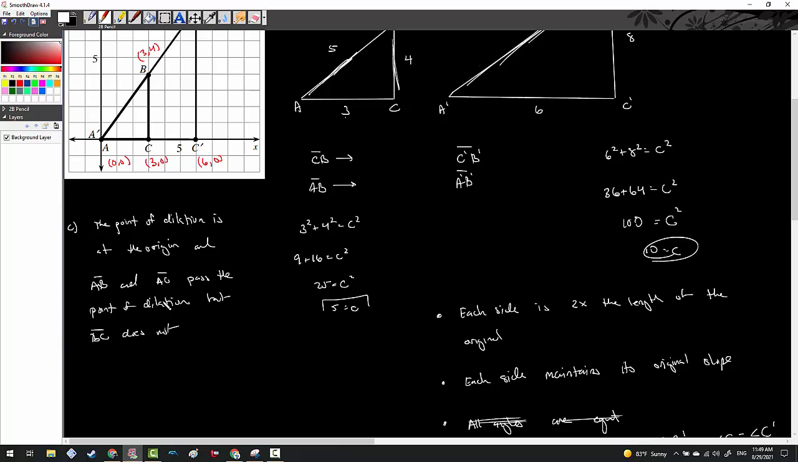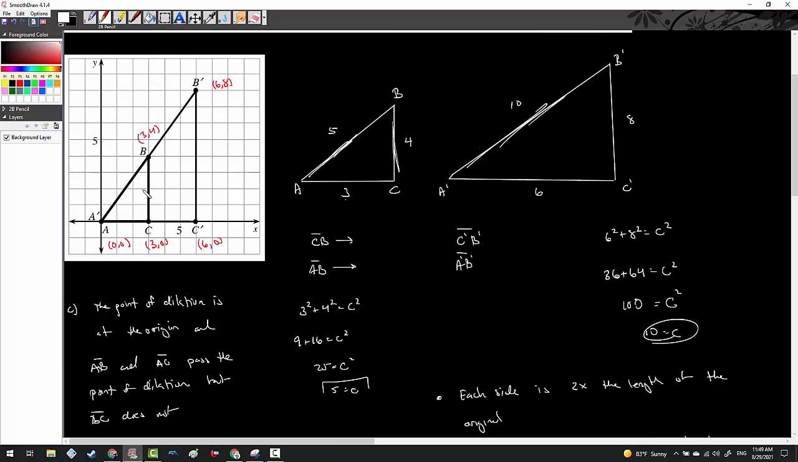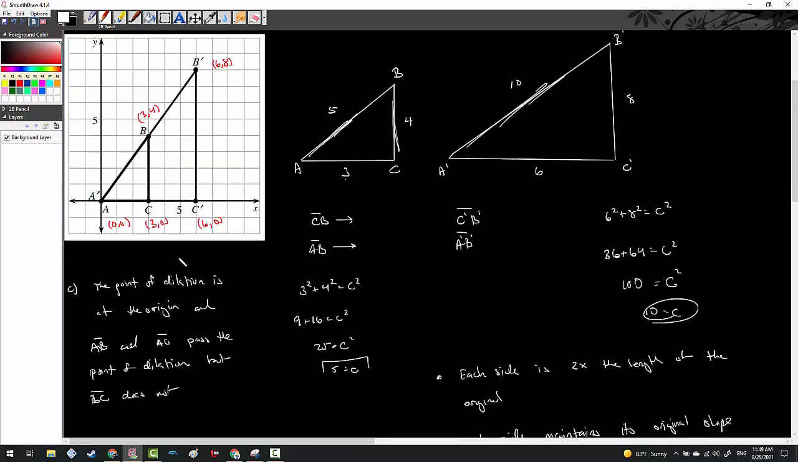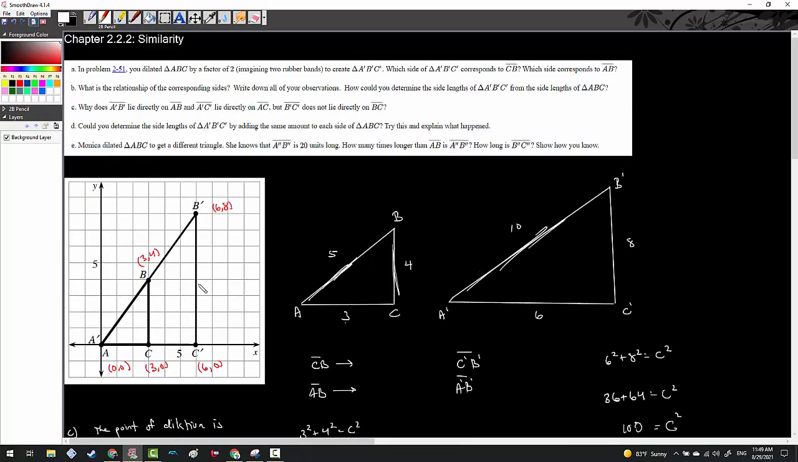I mean, if you look at how the triangle is being expanded, it expands out this way, but why would these sides suddenly be on top of each other if the diagonal and horizontal sides are growing outwards, right? The vertical side would grow out and extend past its original side. So I think that's hopefully an obvious question, but we can have questions about that later if you guys feel like it. It says part D, could you determine the side lengths of A prime, B prime, C prime by adding the same amount to each side of A, B, C? Try this and explain what happened.